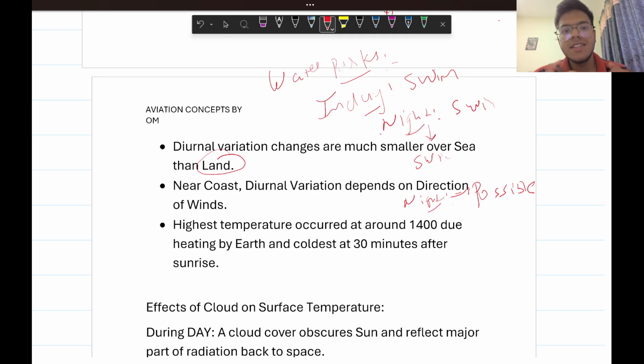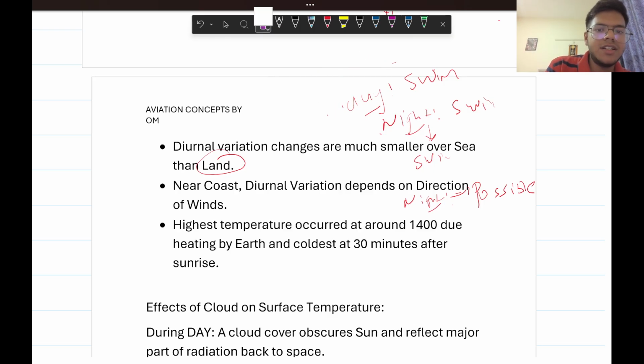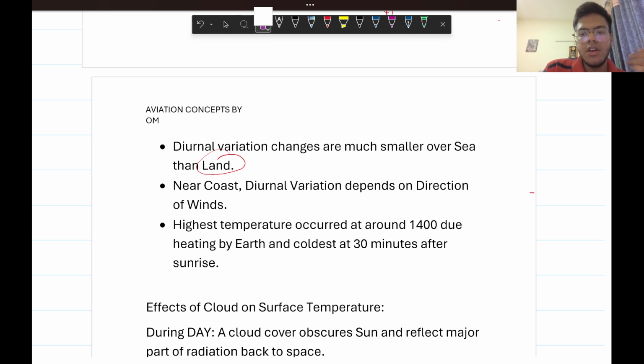So we can say that diurnal variation of land is quite much more than sea. Okay. So guys, I know this is a quite funny example, not funny, a bit of a strange example, but I hope I am able to explain this concept through this example.